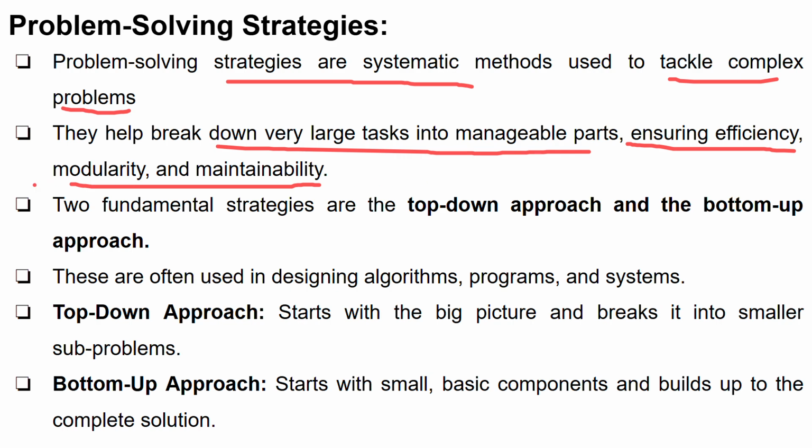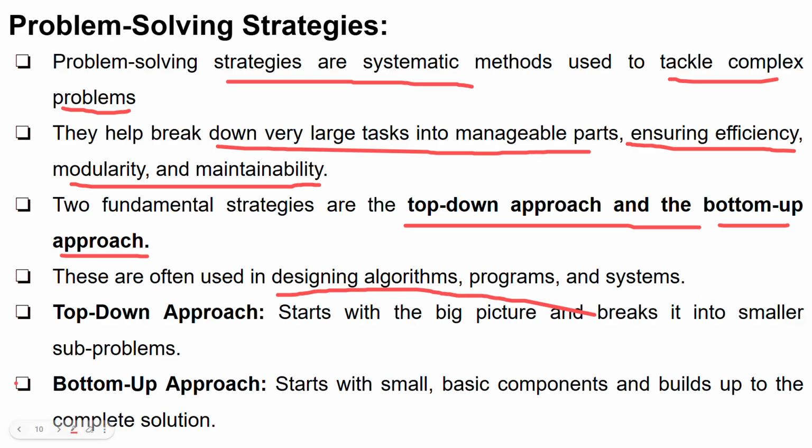We call that modularity, such that those problems are solved individually and then added together, and we get the solution to the complex problem. That is one problem solving strategy. There are two types of problem solving strategies. First is the top down approach, and second is the bottom up approach. These are helpful when you are designing algorithms, programs and systems for complex tasks. Now we will see them one by one.